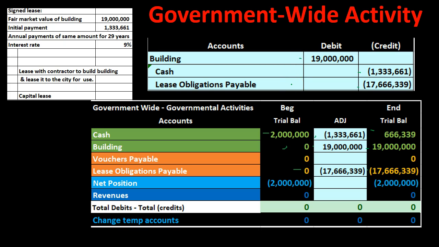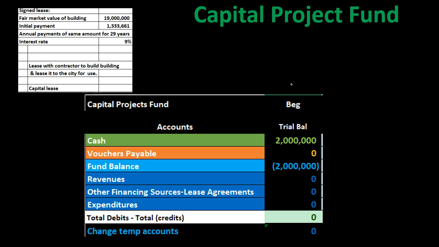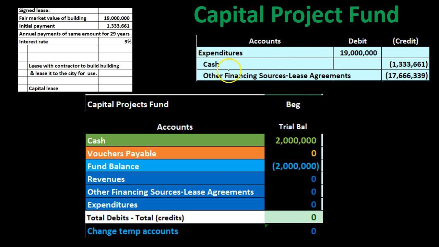And the lease obligation payable is also something that we're not going to have on the books because that's pretty much a long-term liability. We don't have long-term liabilities on the modified accrual governmental fund of the capital project fund. So we're going to have to do something else with the lease obligation payable. So the journal entry will look like this. Rather than debiting the building, we're going to debit expenditures, which is like the expense type of account. Cash then decreasing. The other side going into other financing sources.